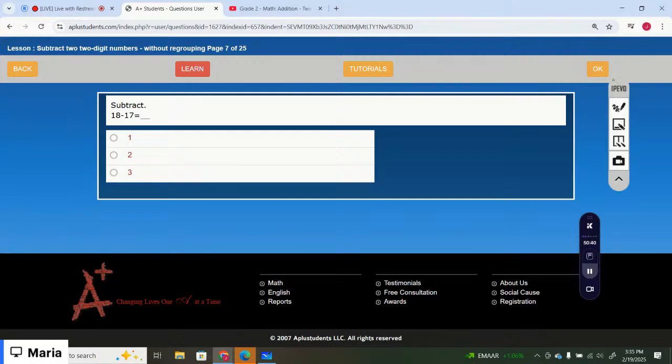18 take away 7 is 11. Option number 1 is the correct option.